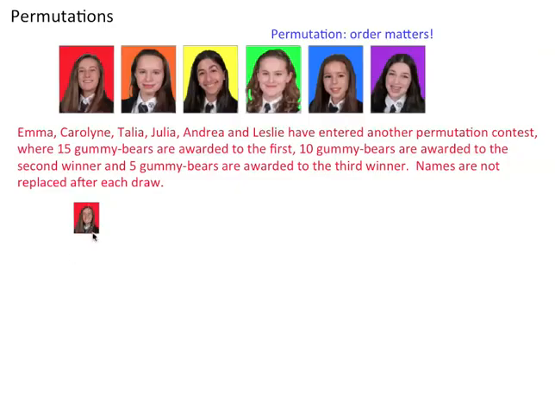Okay, so in first place, all right, how many choices do we have? 1, 2, 3, 4, 5, 6. We have 6 possibilities for the first place. Okay, so let's say Leslie won the first one. So now we no longer have 6 people who we can draw from. Leslie's name has been drawn, she's been given and has already eaten her 15 gummy bears. How many people are left? Well, only 5. 1, 2, 3, 4, 5. Okay, and then for third place, there's only 4. 1, 2, 3, 4. And there we go.